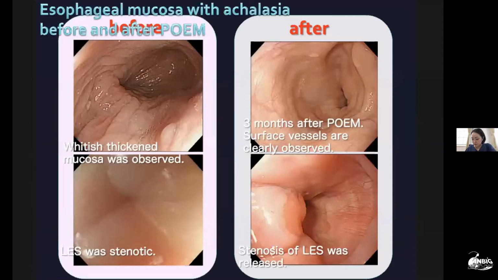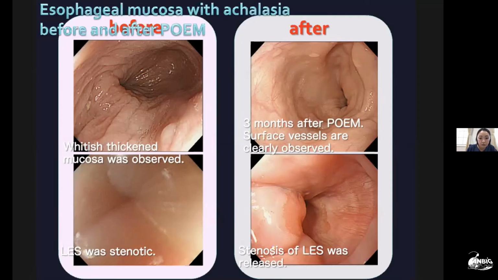And this is another example of endocytoscopy use. This is one of my original works, and we analyzed the esophageal mucosa of achalasia patients before and after POEM. Before POEM, the mucosa is whitish and very much thickened. But after the POEM procedure, three months after POEM, surface vessels are clearly observed, which was impossible to see before POEM.